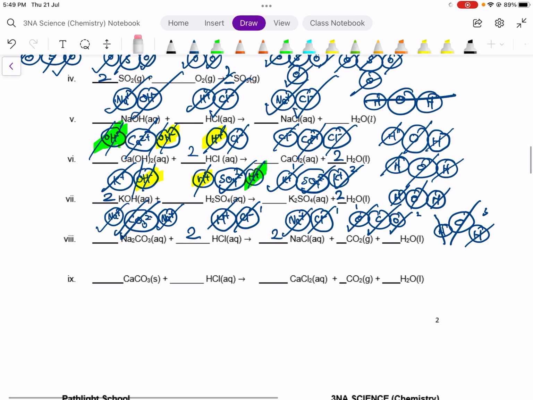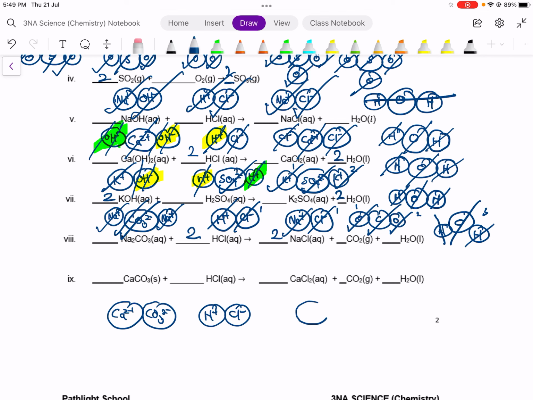Okay, last one for this page. I have Ca2 plus, carbonate CO3 2 minus. This is H plus, Cl minus. This is CaCl2, Ca2 plus and 2 chloride. Then 1 carbon dioxide and 1 H2O.